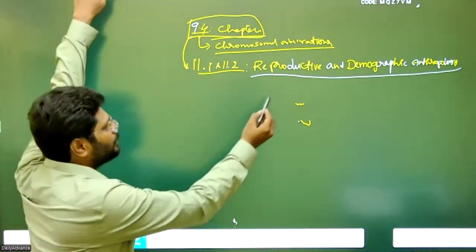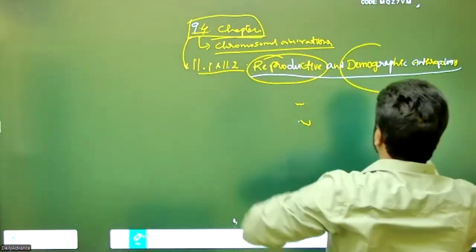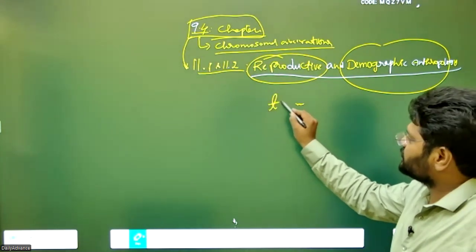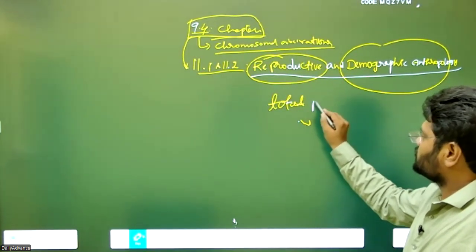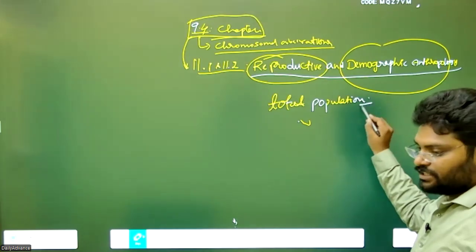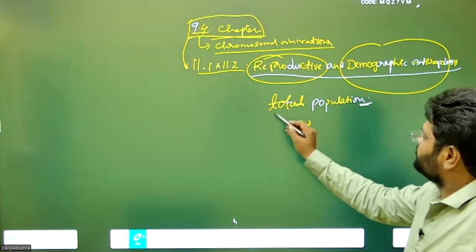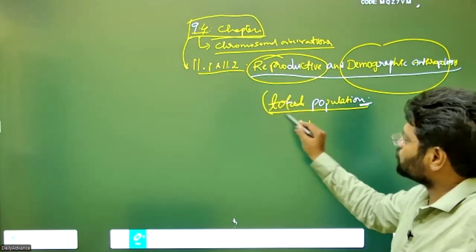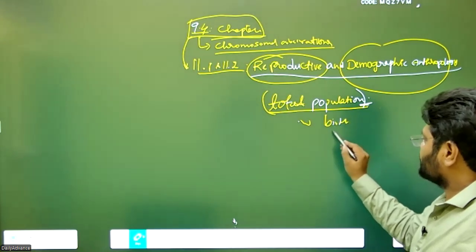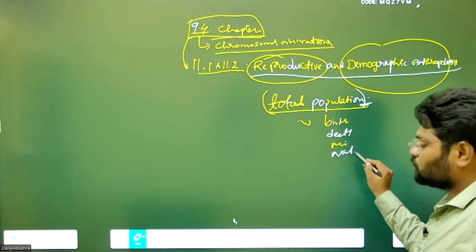So Reproductive Anthropology has two dimensions. And demographic anthropology, basically demography, means the total population of any society or nation. So the total population of any nation or state we call demographic anthropology. That means variations occurring in the total population, that is birth rate, death rate, migrations, natality, mortality.